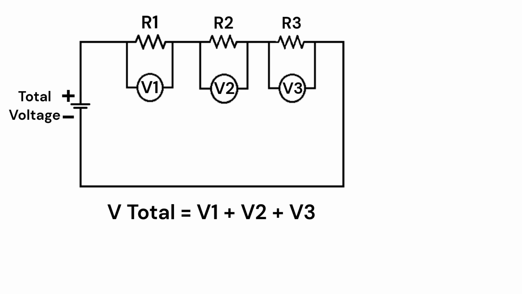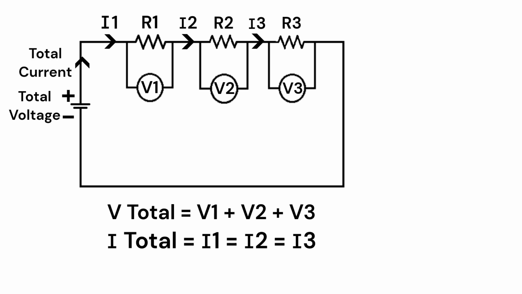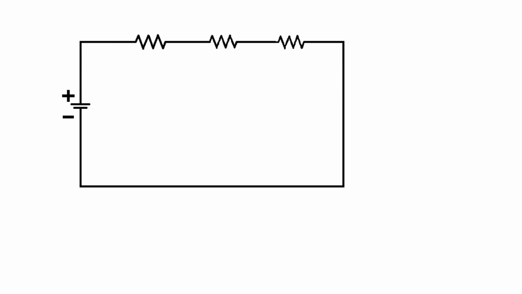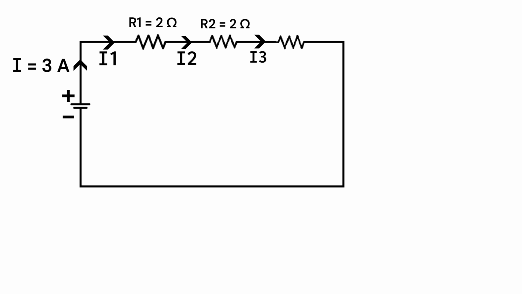So if the current at R1 is I1, at R2 is I2, and at R3 is I3, then the total current I total is equal to I1 is equal to I2 is equal to I3. And the total resistance in the series circuit is the sum of all individual resistances. So R total is equal to R1 plus R2 plus R3. Now, if we include values, let's say the current is 3 amperes and the resistances R1 is 2 ohms, R2 is 2 ohms, and R3 is 1 ohm.